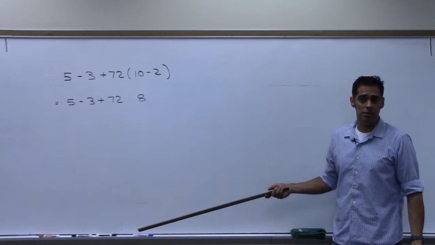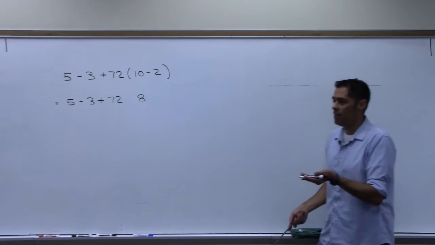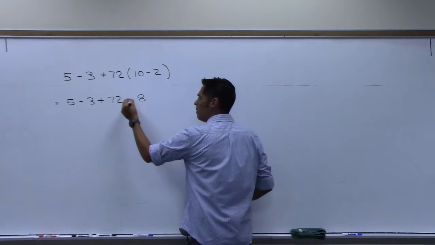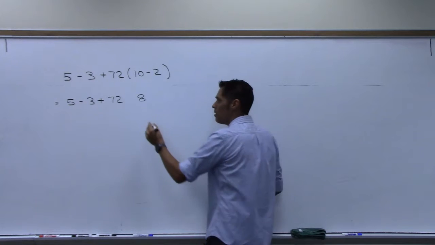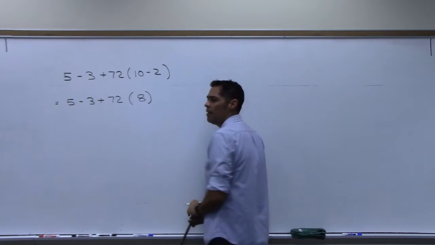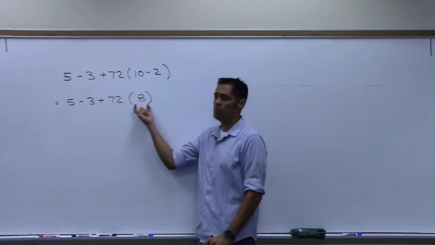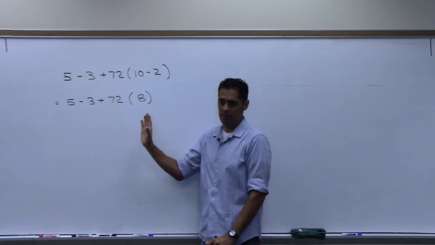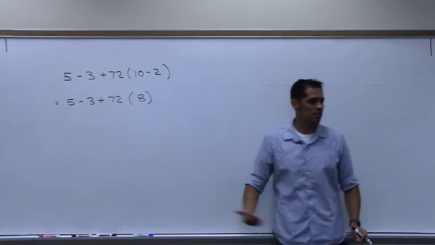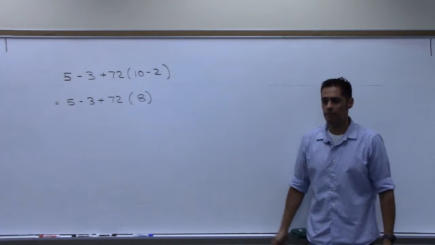It's multiplication. So you need to indicate that somehow. One way would be to put a dot. Another way would be to put a parenthesis around the 8, and that would imply that these two are multiplied. They mean the same thing. I prefer parentheses, so I'm going to put parentheses there.